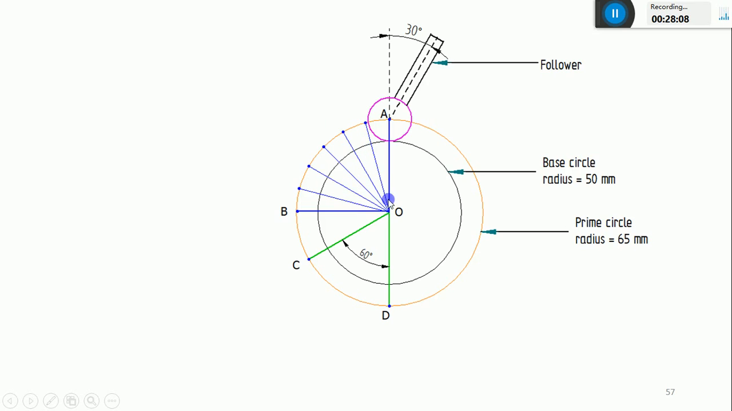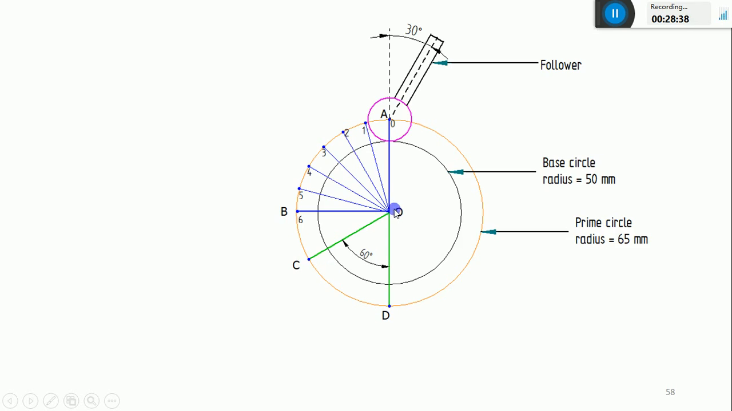These are the radial lines which are converging at the center of the circle. And these are the points on the prime circle, not the base circle. You can give the naming: 0, 1, 2, 3, 4, 5, 6 on the prime circle. After that, just extend these radial lines. Before that, I'll divide the return stroke also. It will become much easier.